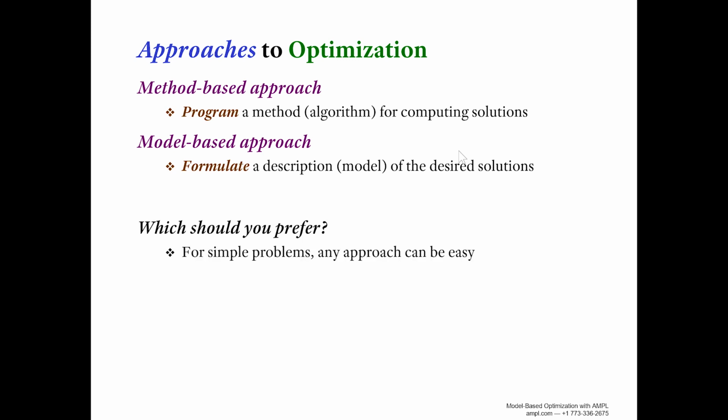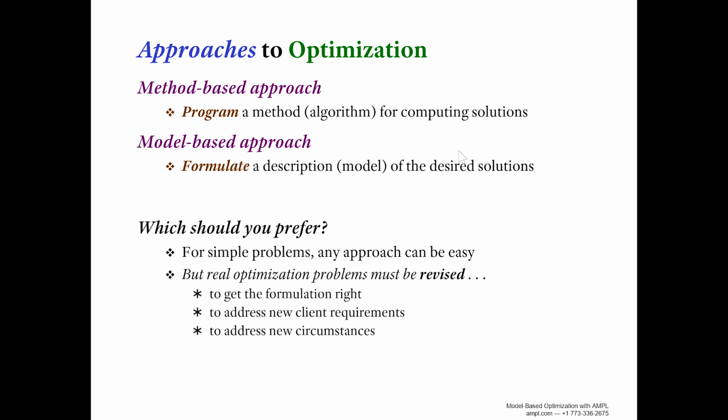Really, for simple problems, any approach could be easy. So if all our problems were very simple and they only had 20 variables, then I don't think it would matter all that much. But in real optimization problems, the trouble is that they're more complicated than that, and they need to be revised, as I mentioned, to get the formulation right, to address new requirements, to address new circumstances. And in order to do all this, now there really is a difference between these approaches.